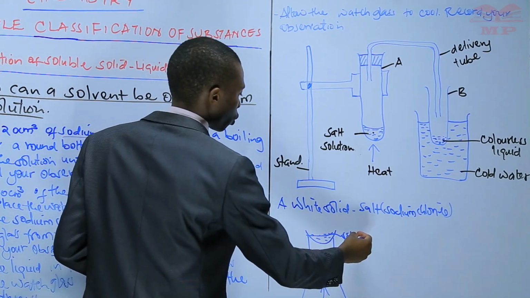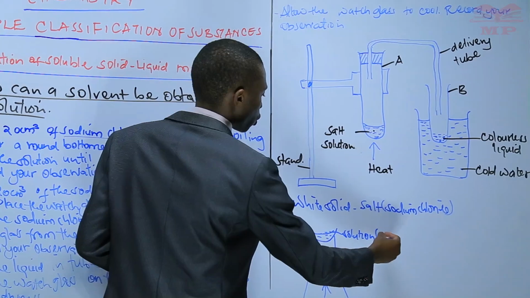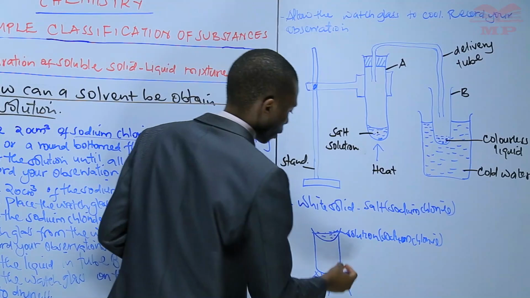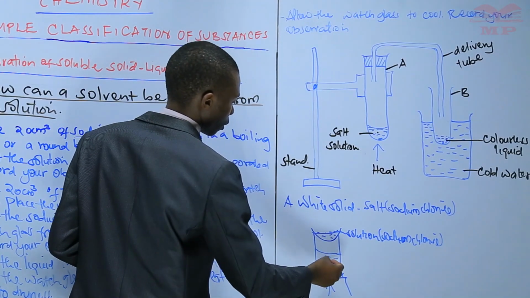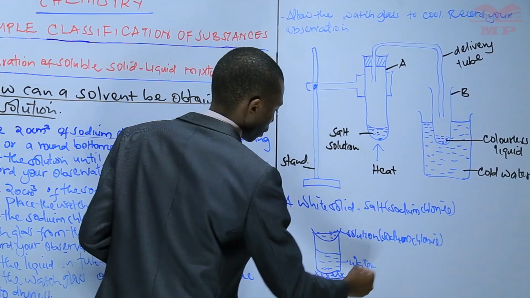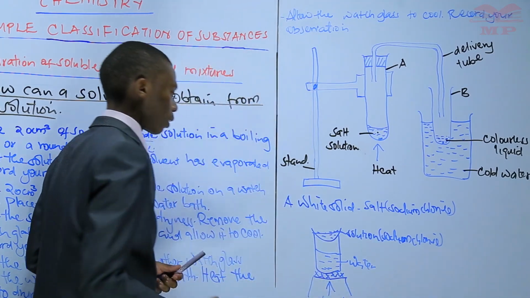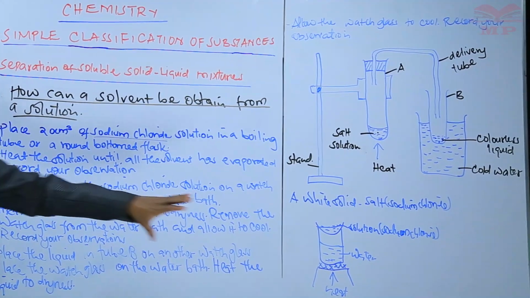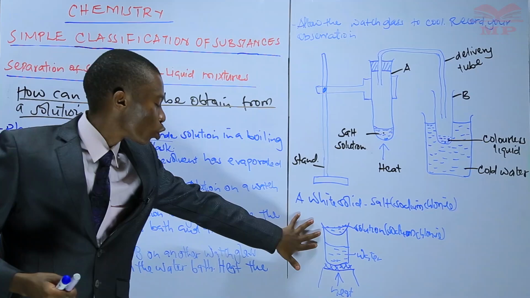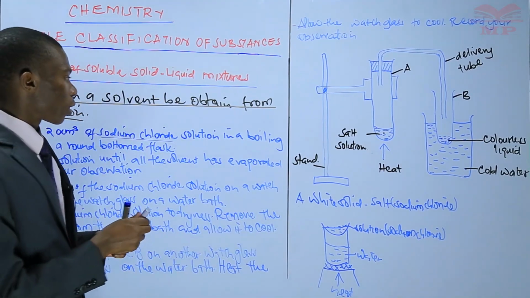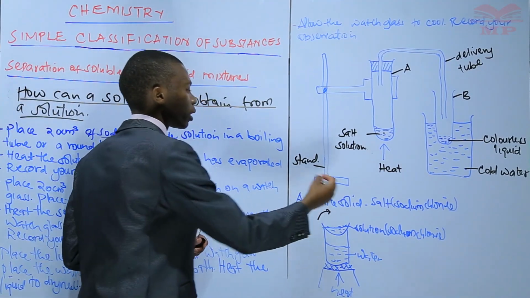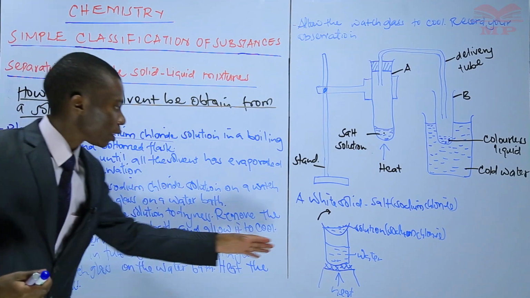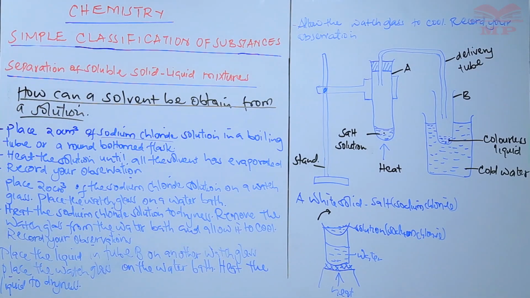If this is the solution, it is a solution of sodium chloride. That is heat. If you heat or evaporate this solution to dryness, again you are going to be left with a white solid. So the same thing is going to be left behind. A white solid will be left. Once all the water is evaporated, you are left with that white solid.